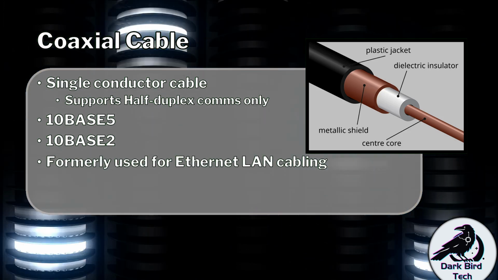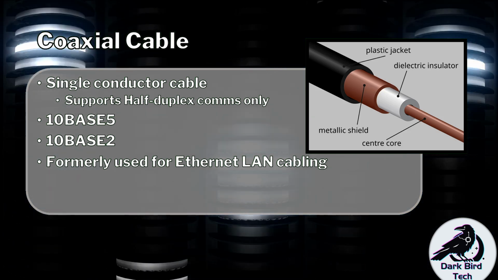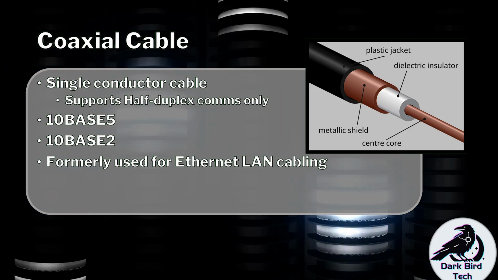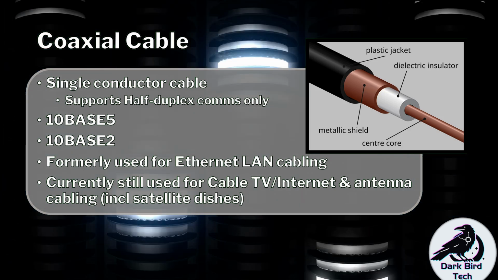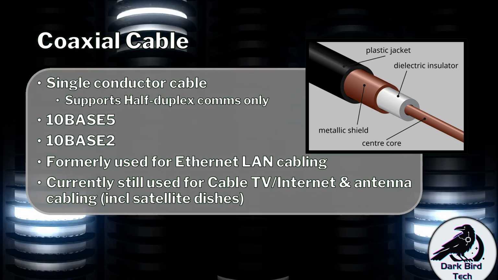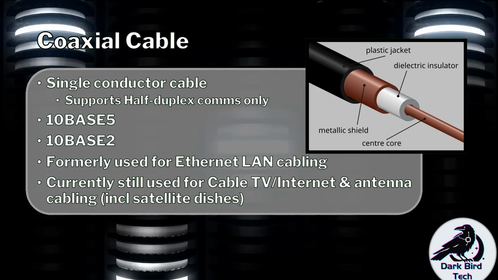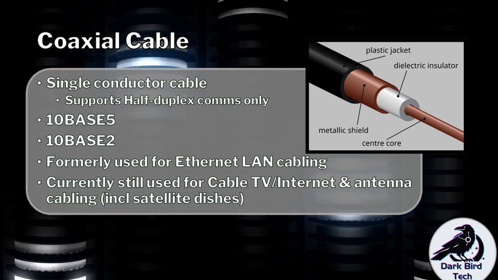Both offering us 10 megabits per second, 500 meters for 10-base-5, and 200 meters for 10-base-2. And this used to be used for Ethernet LAN cabling, but thankfully we've moved on from this. But we still do see it used for cable TV, internet, and antenna for things like satellite dishes and certain kinds of wireless access points.